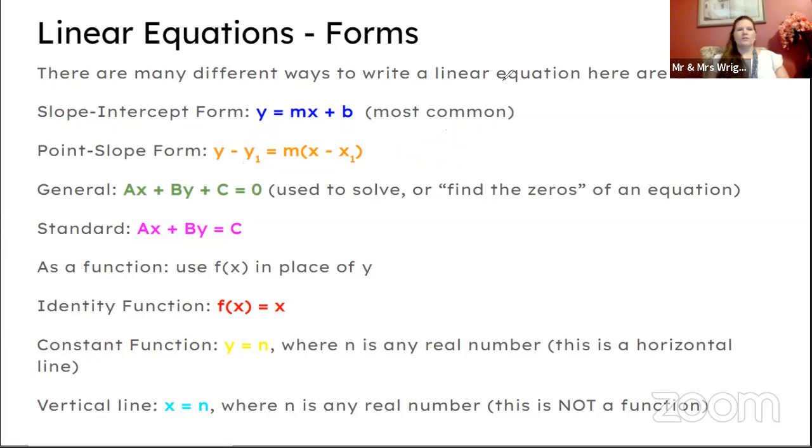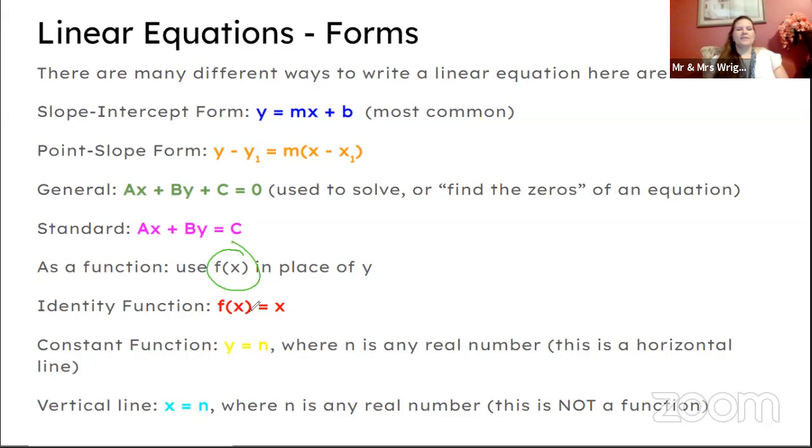Then there's the general form, ax plus by plus c equals 0. This is used when you're asked to find the zeros of an equation. It's also sometimes helpful for graphing. Standard form is ax plus by equals c. Used as a function, we're just going to put f of x in the place of y.